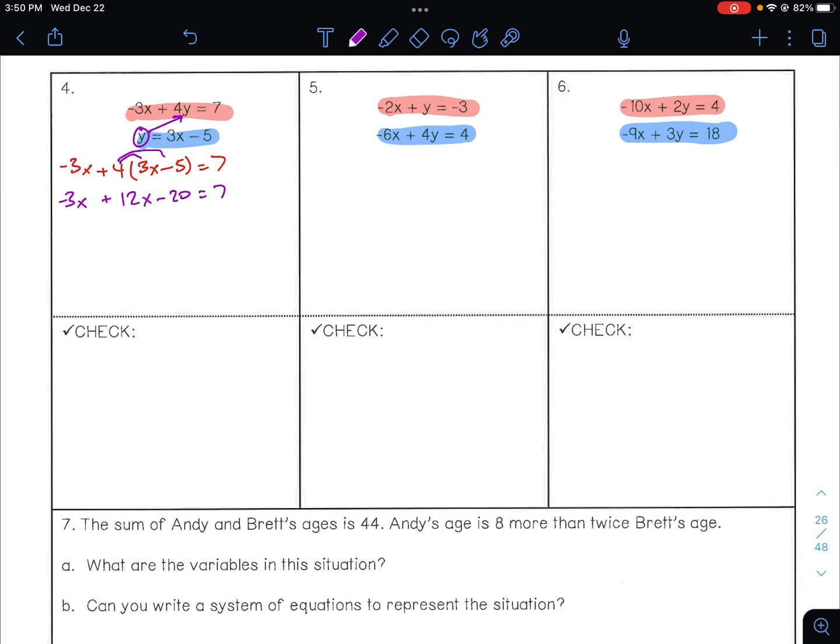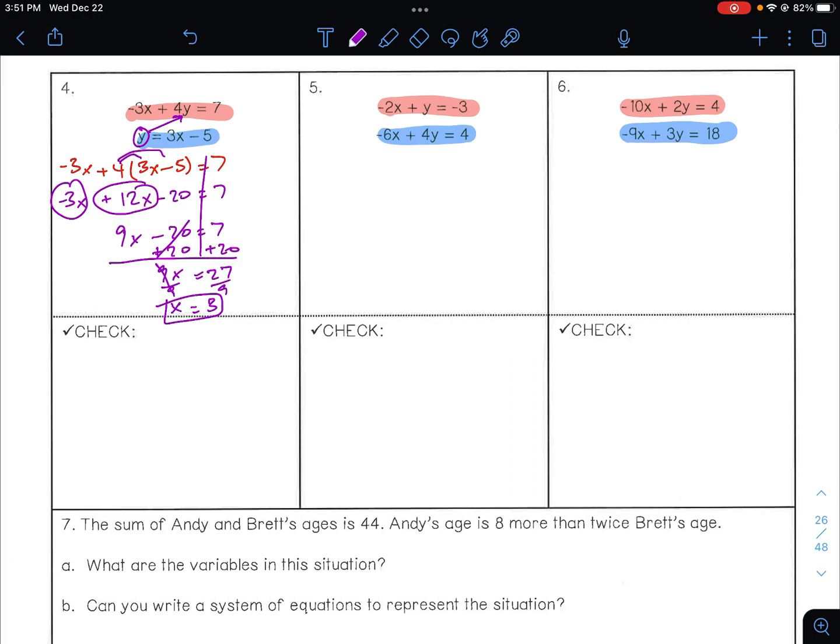Bring down everything else: negative 3x, an equal sign, and 7. Combine your like terms. Negative 3x plus 12x is 9x minus 20, which equals 7. Get x by itself: add 20 to both sides. They are like terms, so that should work. That equals 27. 9x equals 27. Divide by 9. X equals 3.